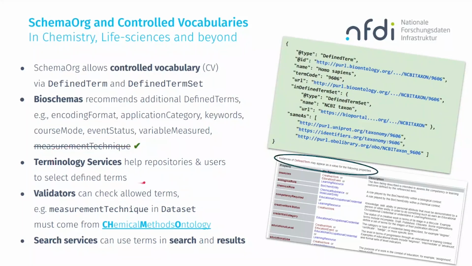And we also have seen the terminology service where these ontologies are hosted. And wouldn't it be great if we can now start to connect metadata and those terminology services? We also have validators out there that can check that, for example, a measurement technique in a data set comes from the chemical methods ontology if we define such a role in the validators. And then, as mentioned before, the search services can use that in their faceted search without having to deal with people saying this is MS or others saying this is mass spec and yet others saying this is mass spectrometry.